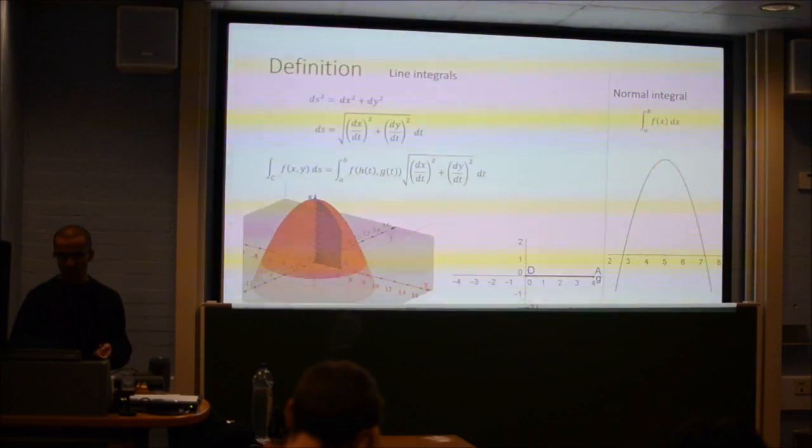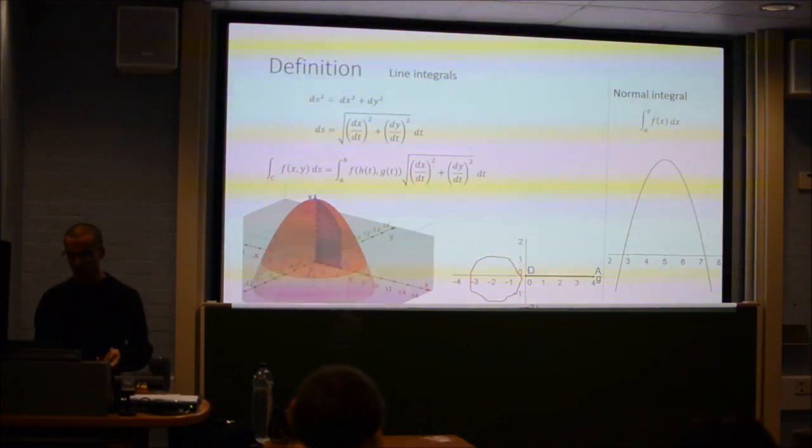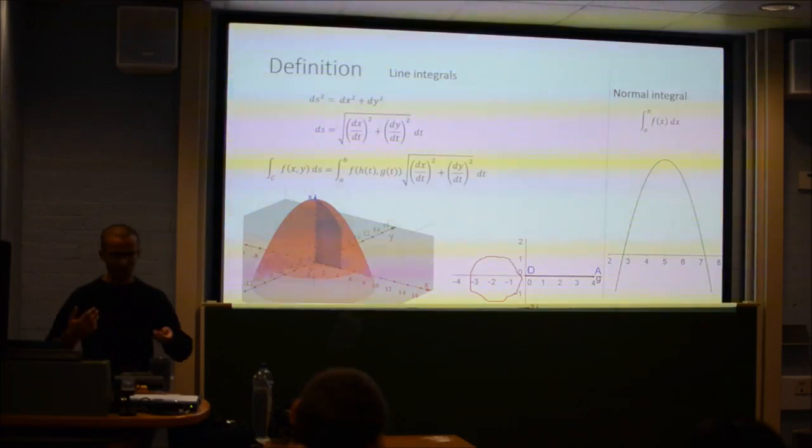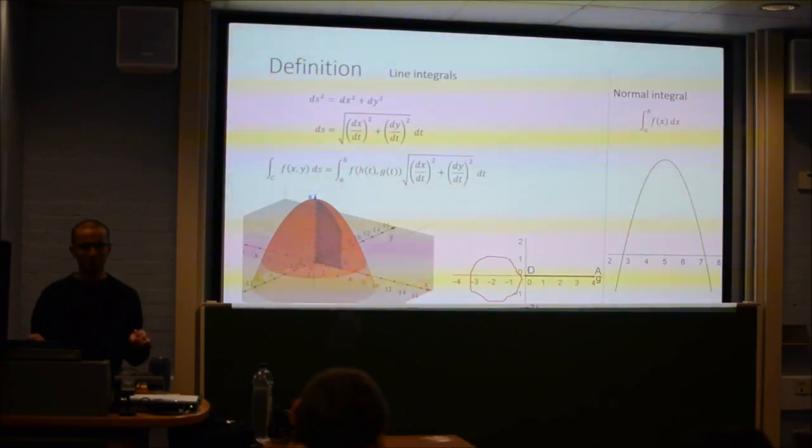So when we had our xy plane, instead of drawing a line, if I drew a circle, something that touches itself, that's an example of a closed line integral because it's a closed loop.